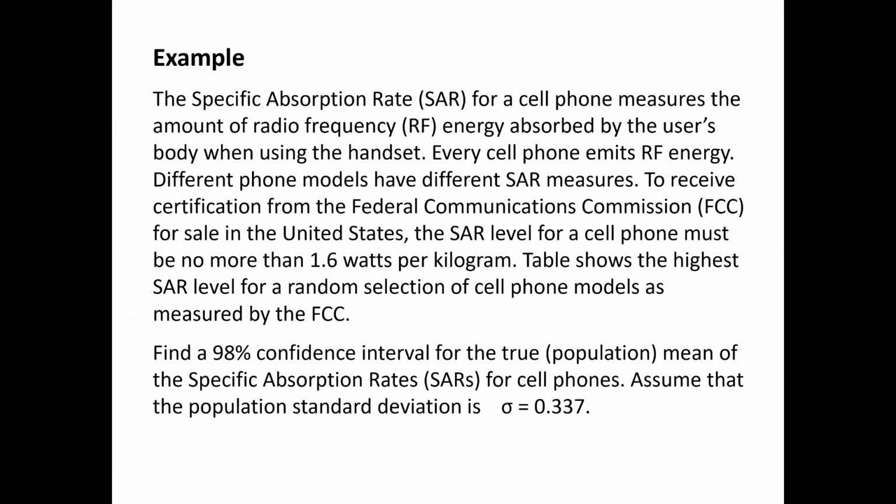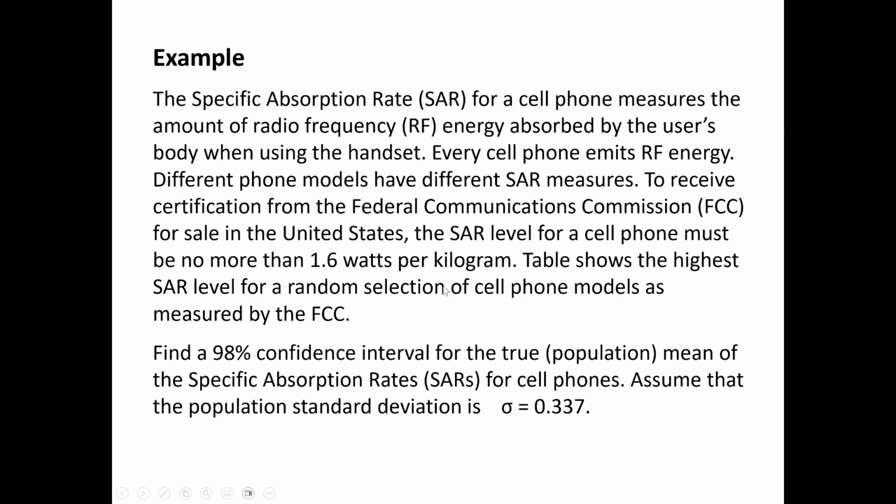The specific absorption rate, SAR, for a cell phone measures the amount of radio frequency energy absorbed by the user's body when using the handset. Every cell phone emits RF energy. Different phone models have different SAR measures. To receive certification from the Federal Communications Commission for sale in the United States, the SAR level for cell phones must be no more than 1.6 watts per kilogram.